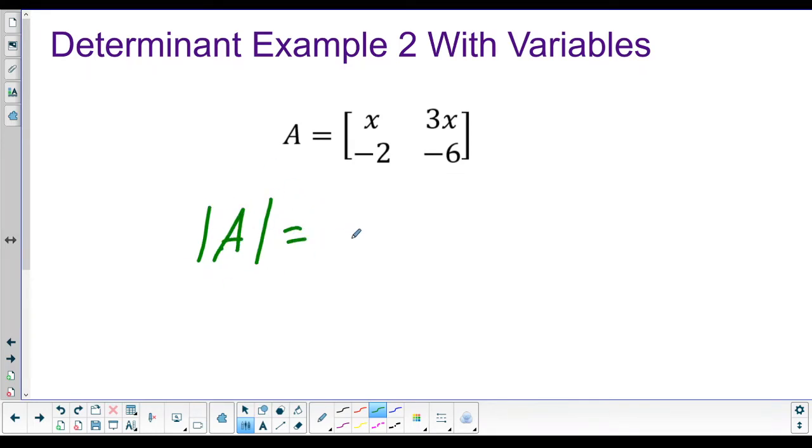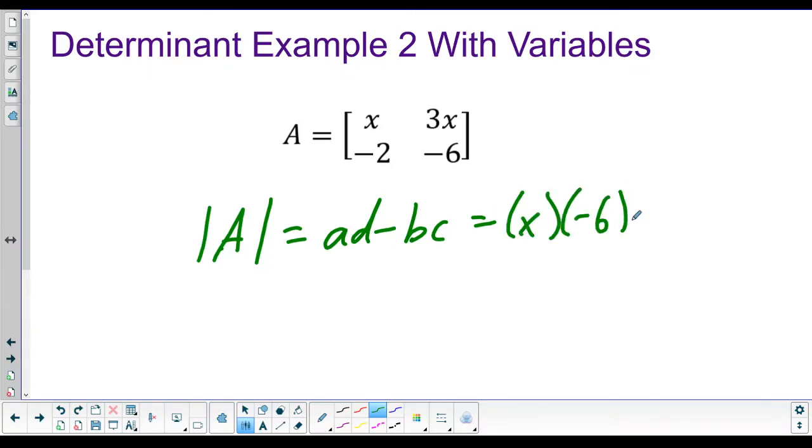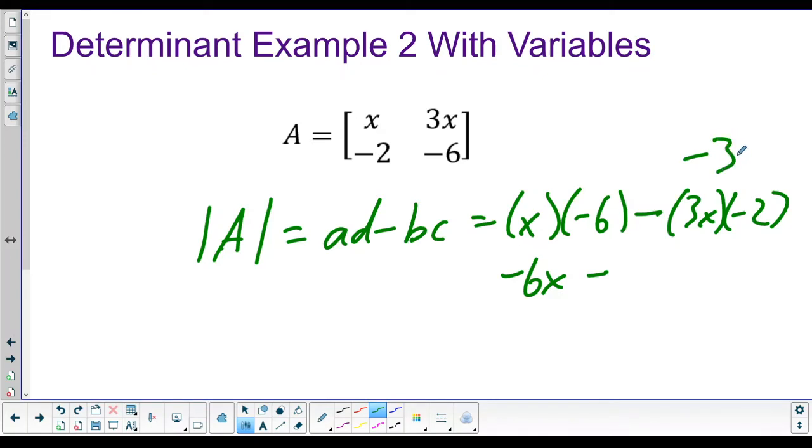The determinant of A is AD minus BC. So this is going to be x times -6 minus 3x times -2. So this is -6x minus 3x times -2, which is -6x. But this minus is out in front, so we can turn this into a plus.